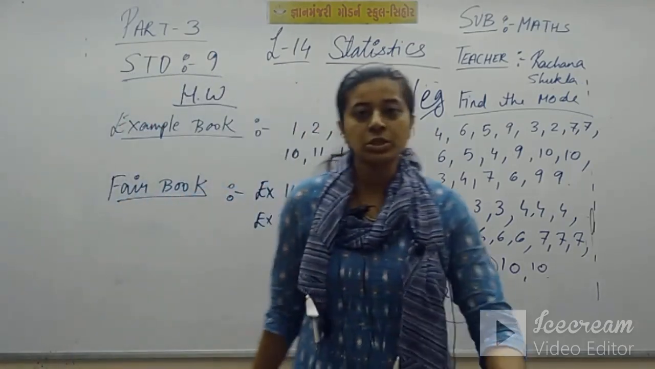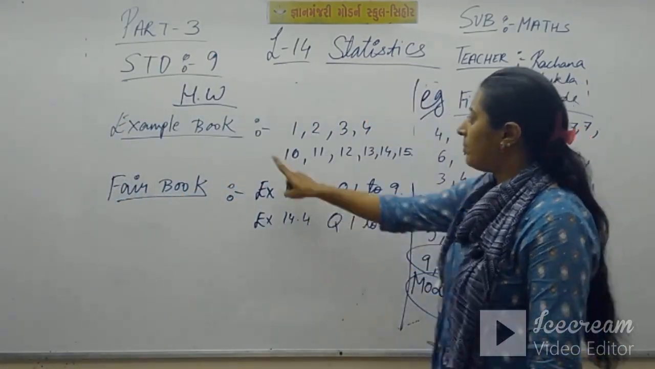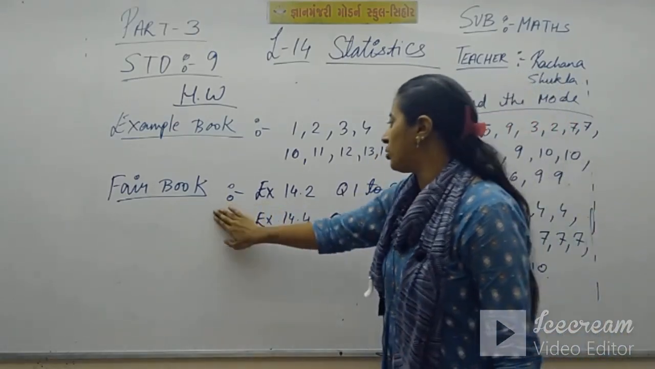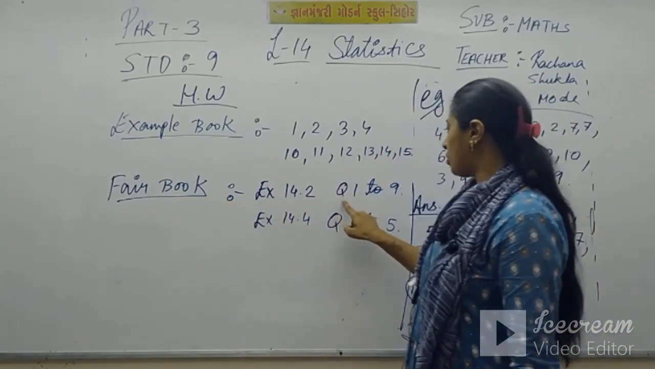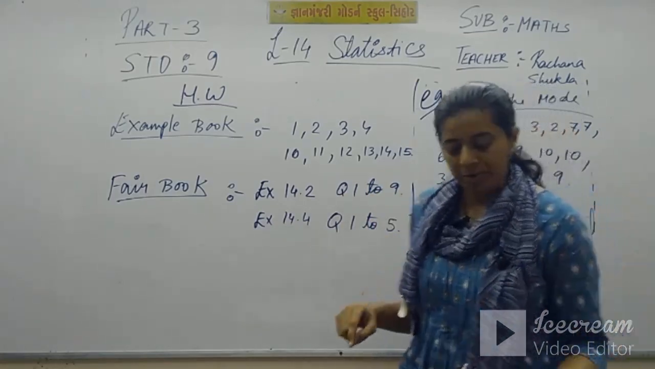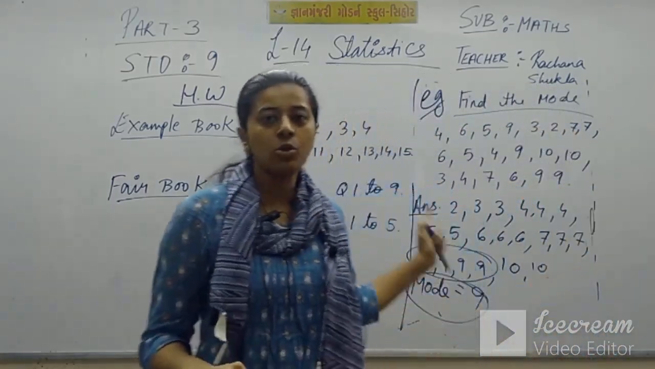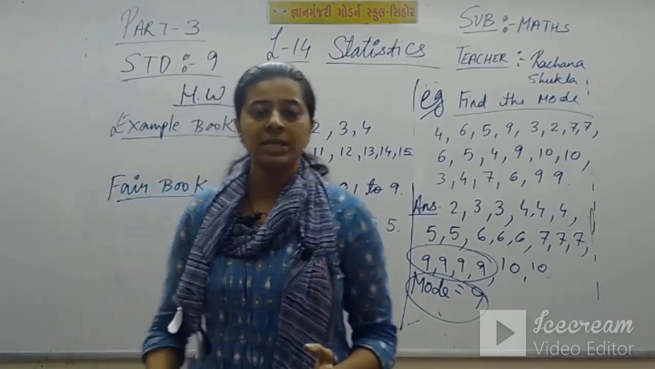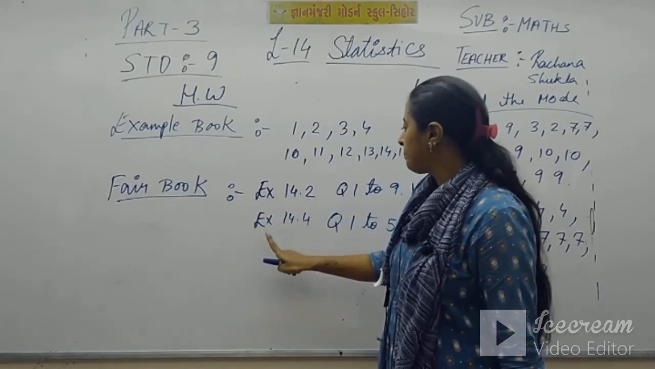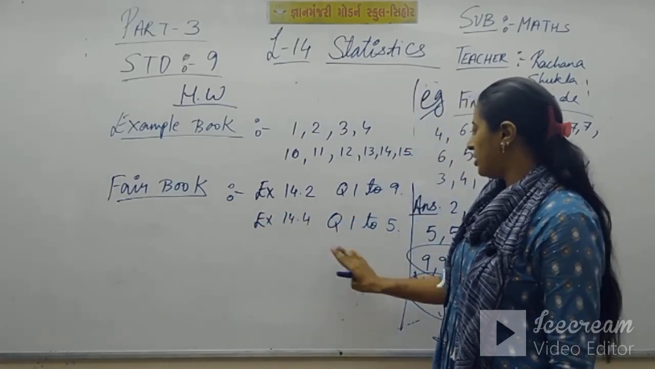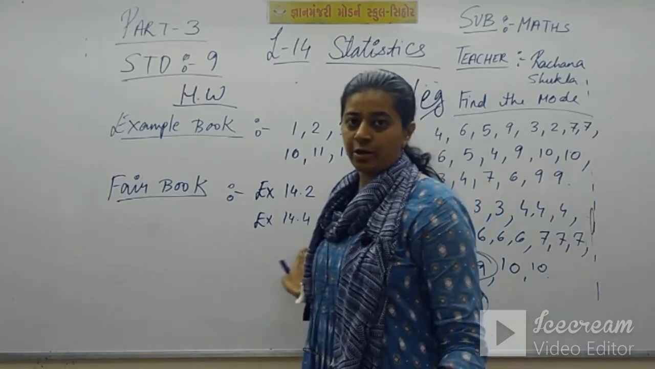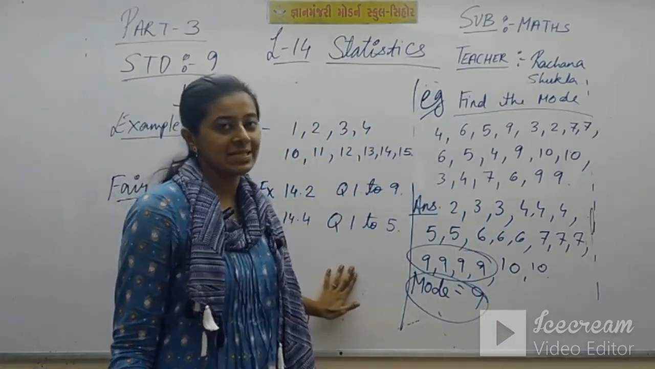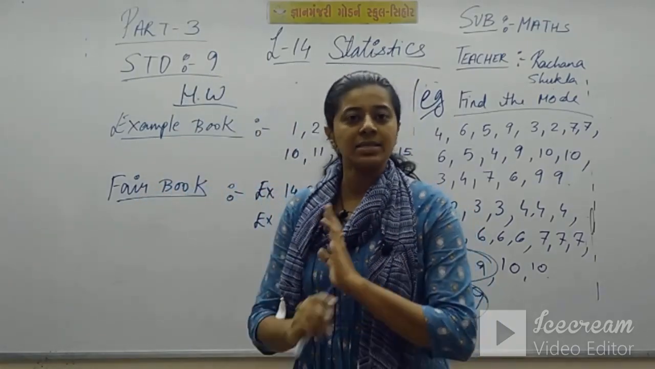So students, this is your homework for today. Complete the example book examples, all these examples, and your fair book, that is exercise 14.2, question 1 to 9, which you have already done once when I was giving you homework in your rough book, but now you have to properly maintain your example book and fair book. And exercise 14.4, question 1 to 5, these sums are of mean, median and mode. So your chapter statistics of standard 9 is completed.